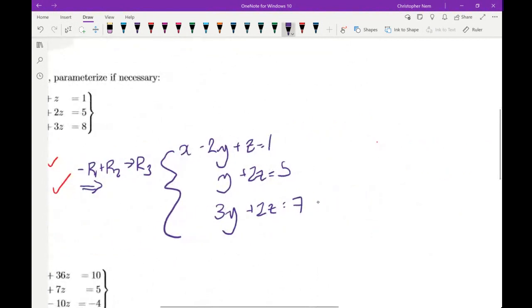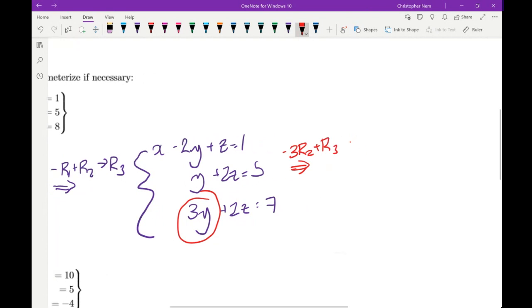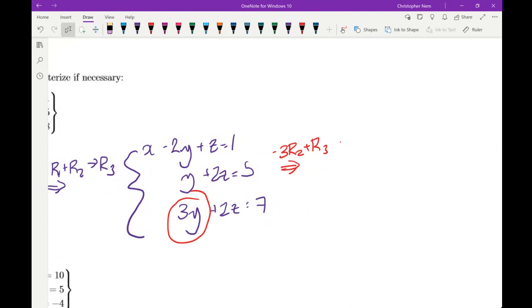Now with this system in particular, I need to get rid of this entire guy. Some of you guys might say divide by 3, but remember, I need to get rid of the y completely. I can't just divide or scale the third equation by 3 because I would still have a y as a variable. I need to get rid of the variable completely. So what I need to do is multiply the second row by negative 3 and add it to the third row. If you need to delete a variable, you do need to add. If you need to change the coefficient to 1, then you can scale it down.